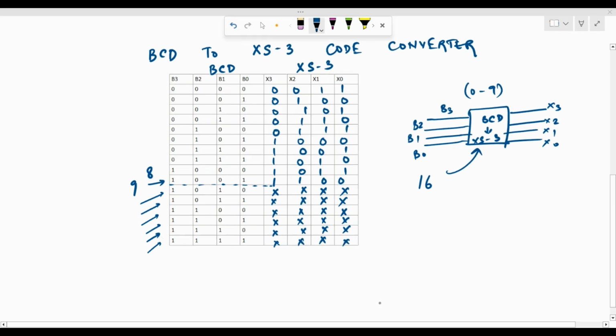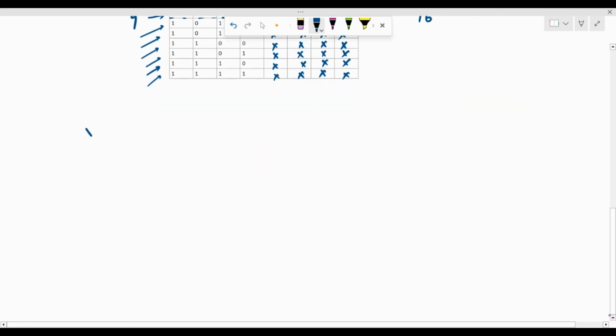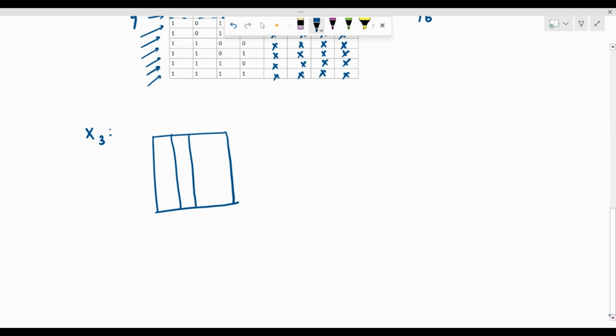After this, we need to design a circuit such that we have got expressions for x3, x2, x1, and x0, which we can simplify using the K-map and obtain a simple optimized circuit. So the first step now after this is going to be to find the expression for x3. So this is going to have the terms B3, B2, B1, and B0. So it's a 4 cross 4 K-map which we need to draw.